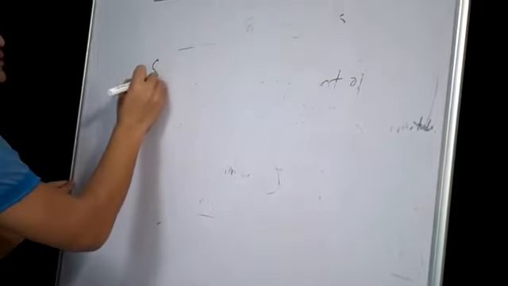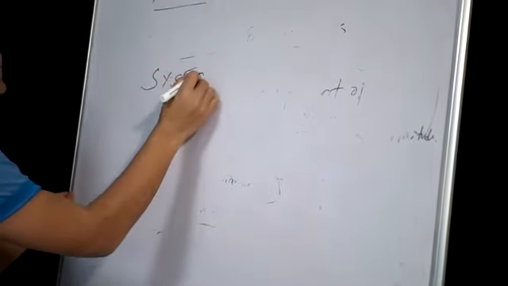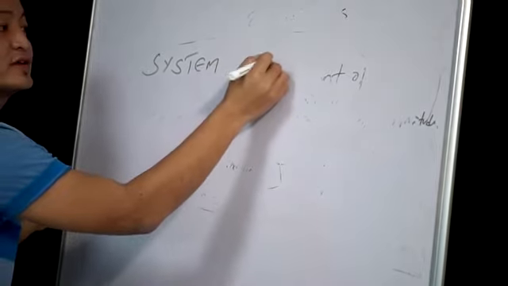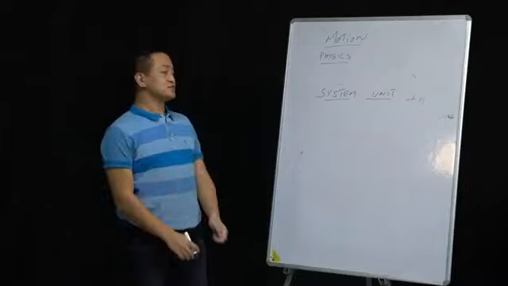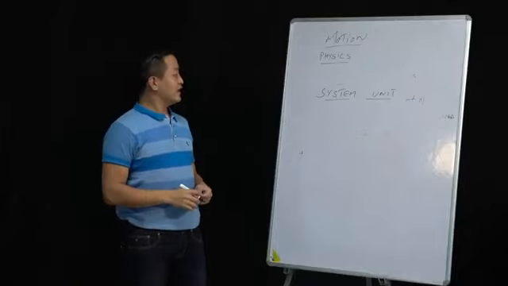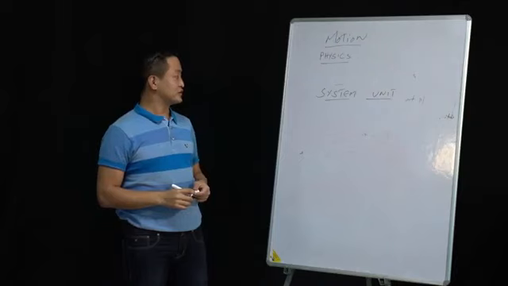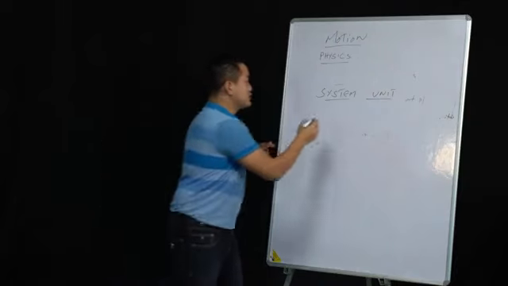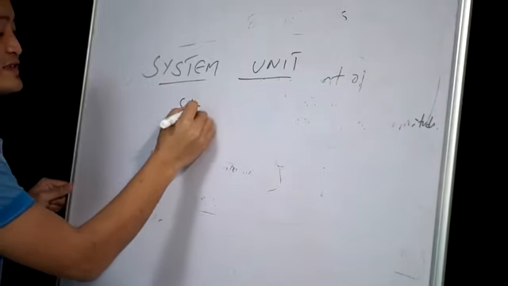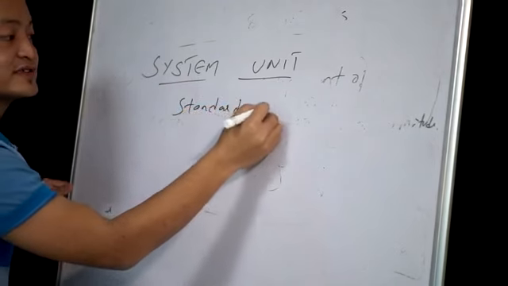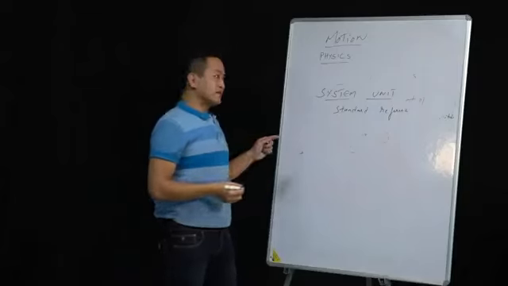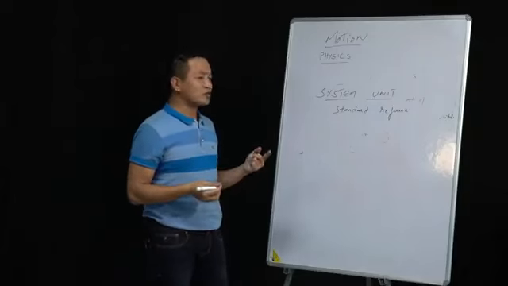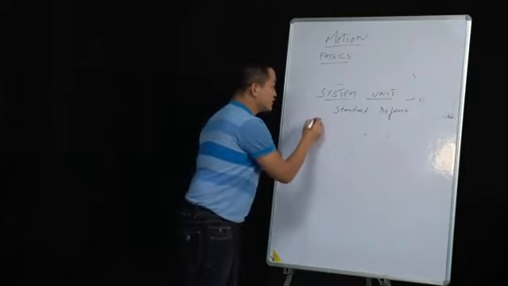Clear? Okay, the next point will be system of unit. Clear, students? System of unit. In physics, we have different units, and these units are very important. So these units are a standard reference. Clear? A standard reference.